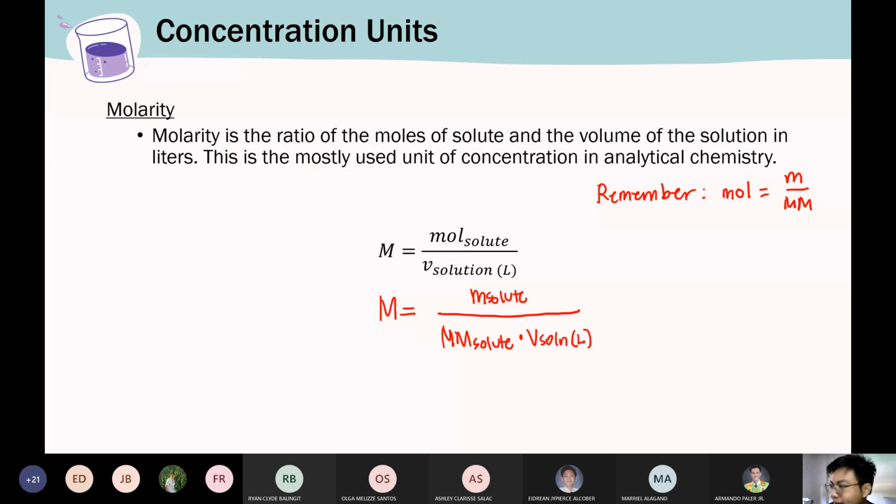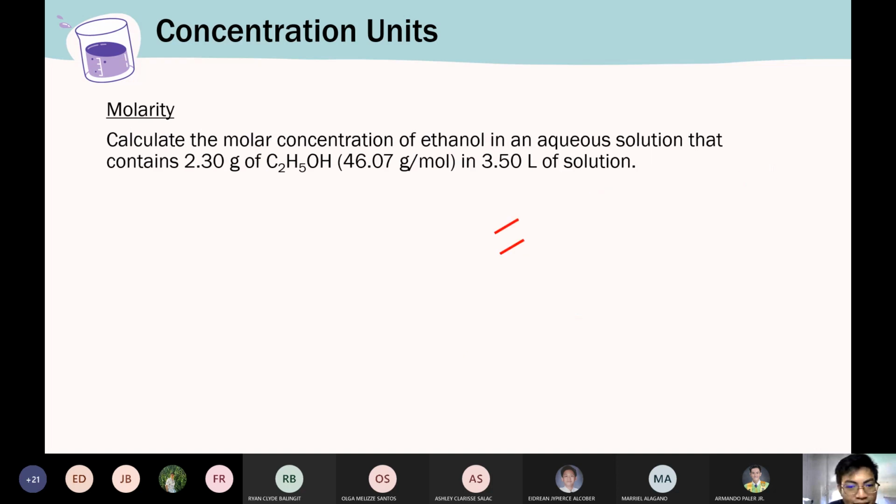Natapos na siguro magsulat. Hopefully, nagsusulat din kayo because muscle memory is real. Although hindi siya scientific. I want to believe that muscle memory is real.